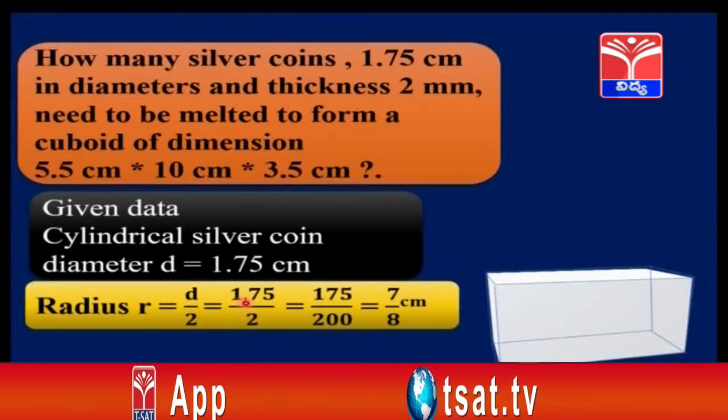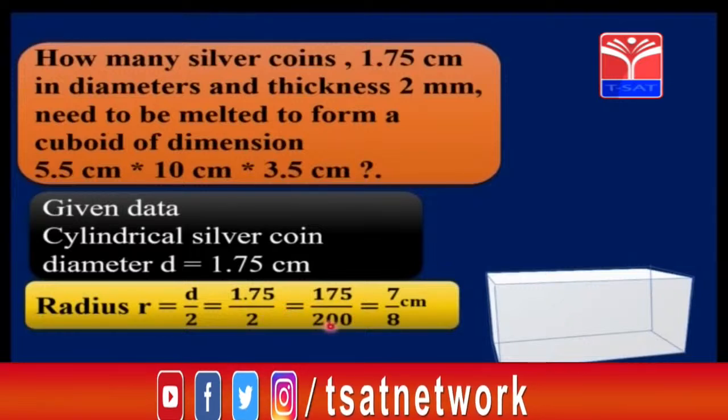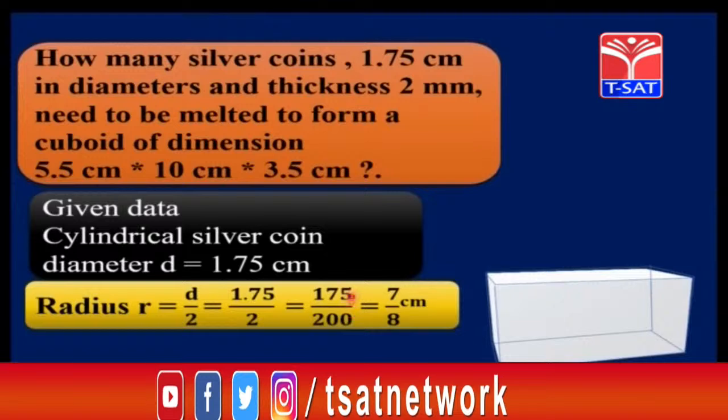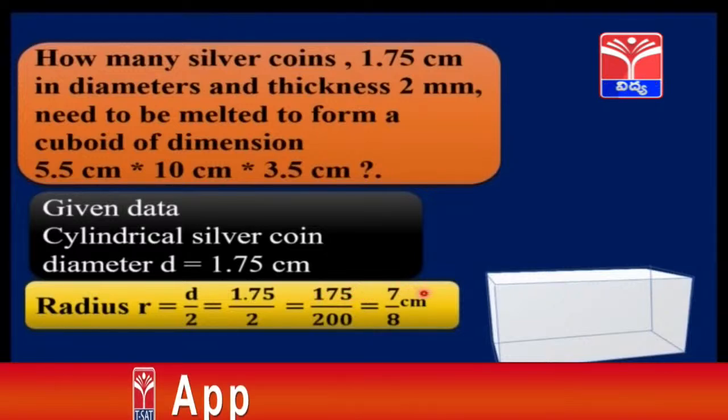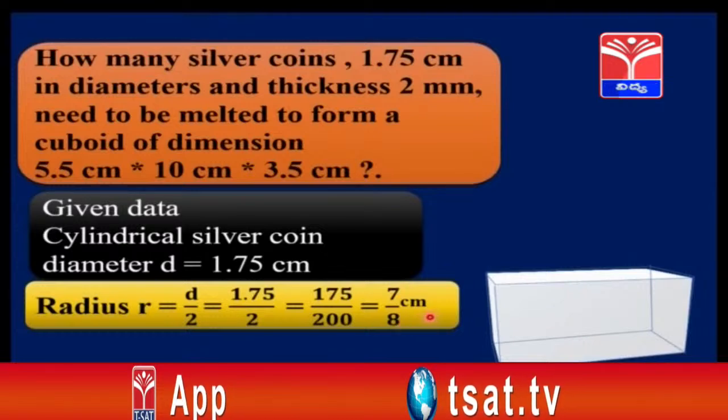Now remove the decimal point, children. So while removing the decimal point, write in denominator 100. 2 into 100, 200. Now cancel in 25 table. So 25 sevens are 175, 25 eights are 200. So this is 7 by 8 centimeter, that is the radius of the silver coin.